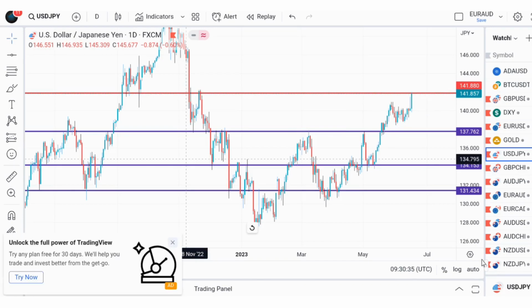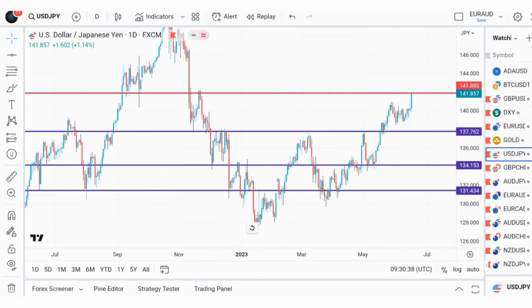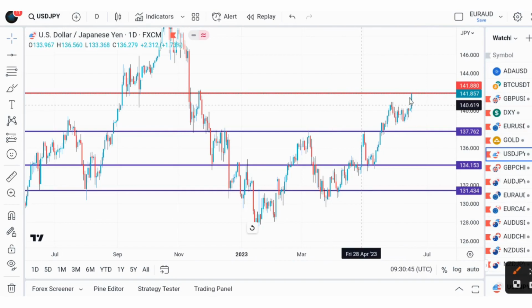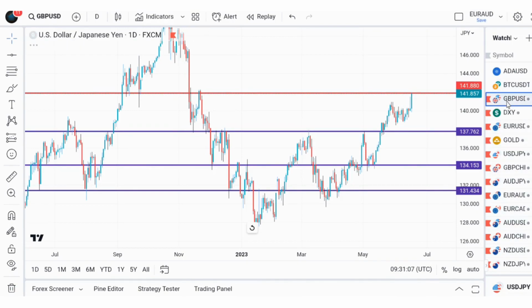But always expect a pullback, because this move is a very big move to the upside. So always expect a pullback at this level. So any pullback you see to this area should be an opportunity for you to look for a bullish setup right there, and a breakout of this particular level in US dollar JPY. So let's pick all the US dollar pairs first.